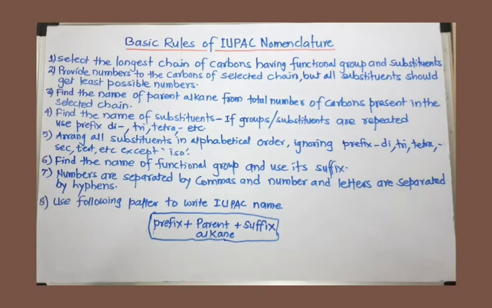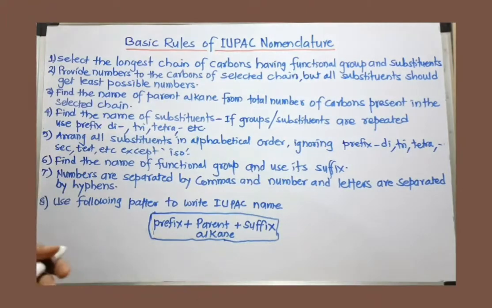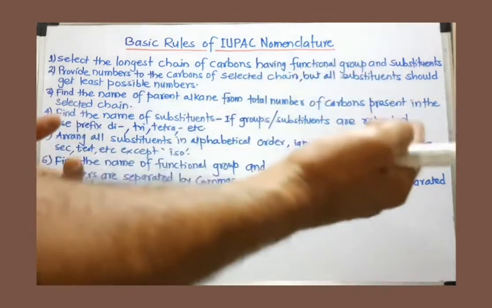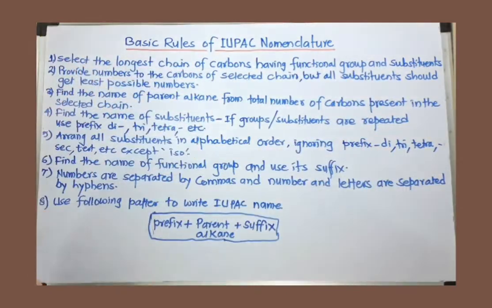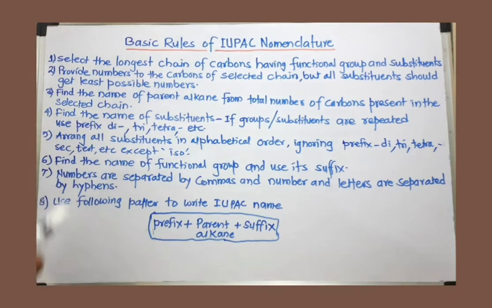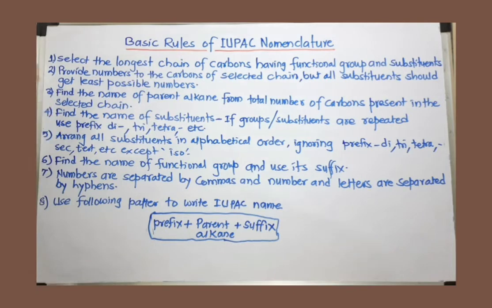Basic rules of IUPAC nomenclature. In this video, we are going to discuss some common rules which are used for the nomenclature of all compounds. But these rules may vary from one functional group to another functional group. The overall pattern is fixed, with a little variation here and there. That's why I have selected 8 common rules. By using these 8 common rules, we can provide an IUPAC name to any organic compound if we know the names of the functional groups. Let us discuss one by one.